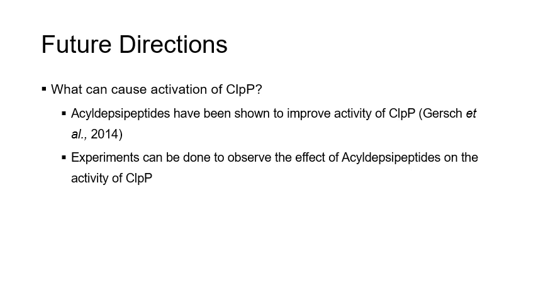Regarding future direction, the ClpP protein has been a target of new classes of antibiotics, where its activation can degrade bacterial proteins in the human body. One study showed acyldepsipeptides can be used to activate ClpP, so experiments can be designed to assess the activity of wild-type ClpP in the presence of acyldepsipeptides.